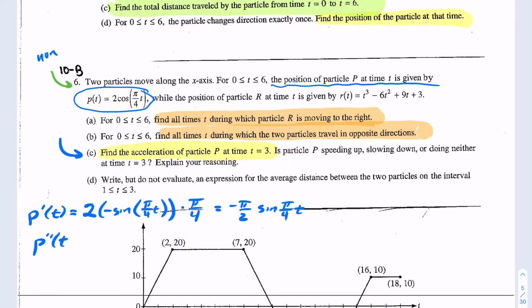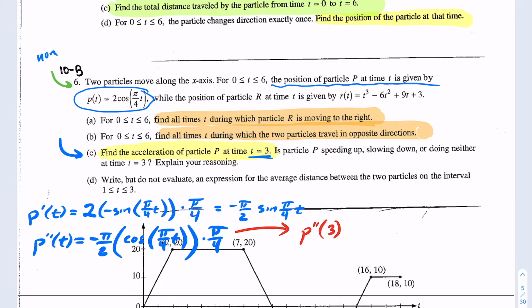To get to the second derivative, I just take the derivative one more time. It'll be negative pi over 2, the derivative of the outside, which is cosine, of the same inside, pi over 4t. I know I'm writing all over the place here, times derivative of the inside, which is pi over 4. Okay, and now that I have my second derivative, which is my acceleration, they're asking for the acceleration at t equals 3. Again, I'll do this in red so you guys can focus on it. All you gotta do is plug in that number, and then you leave everything else as is.